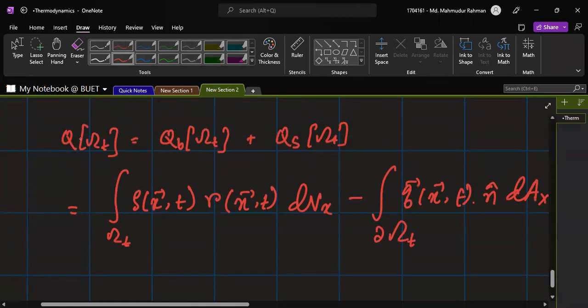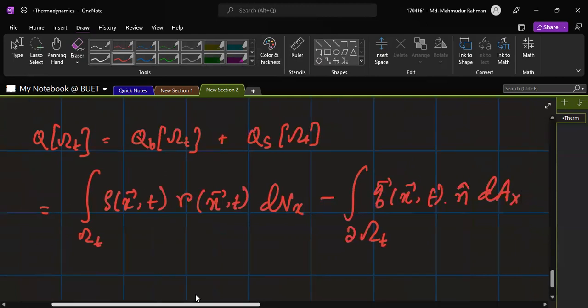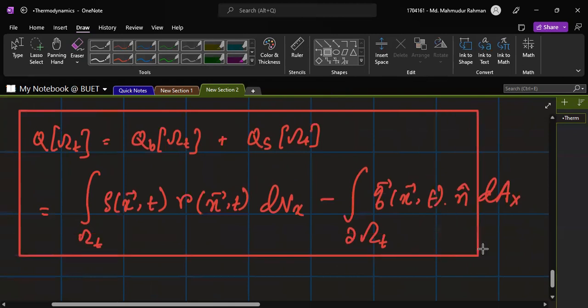Let's box this expression. So this is the expression for net heating.